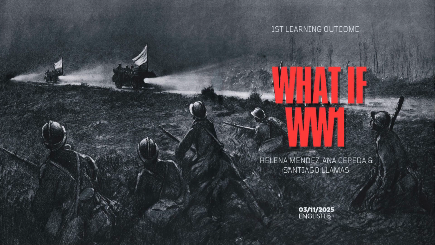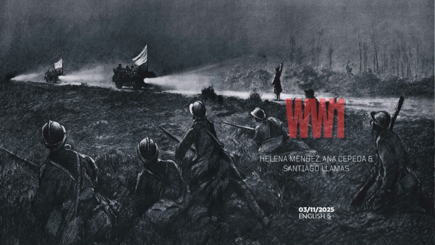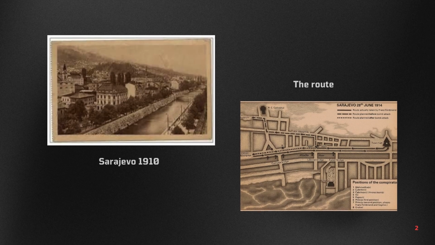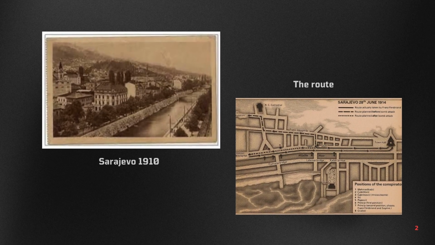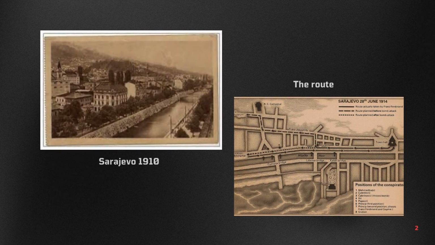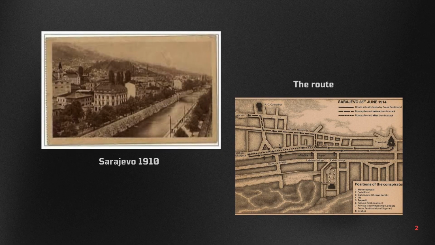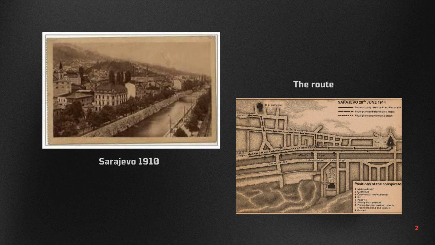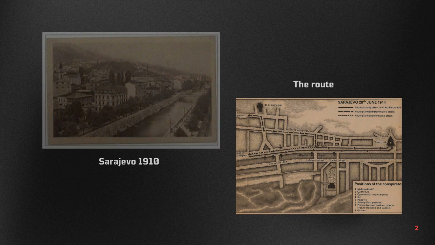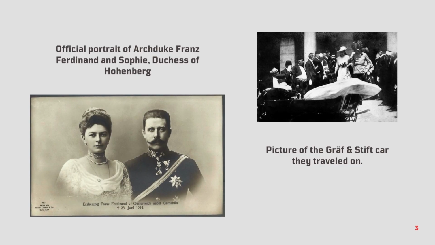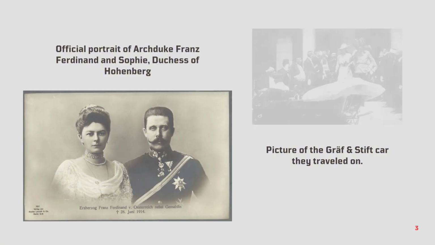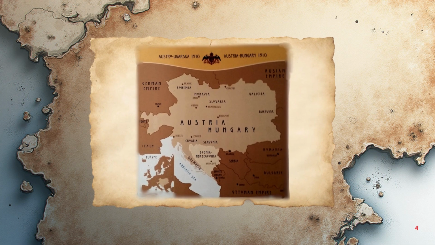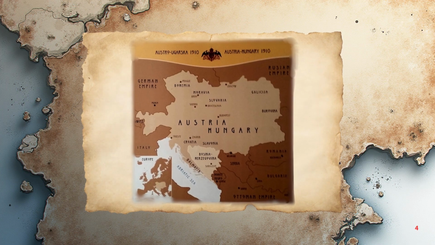First learning outcome. What if World War One? On June 28, 1914, in Sarajevo, the assassination of Archduke Franz Ferdinand acted as a spark. It ignited the powder keg of European tensions and plunged the world into its first global war. So, what exactly happened, and why did it have such a catastrophic impact? We'll focus on three critical aspects.